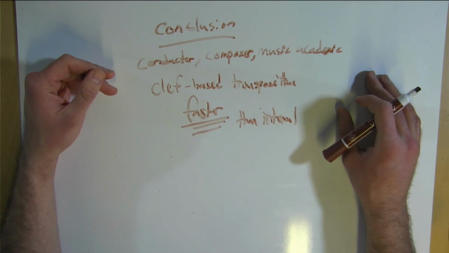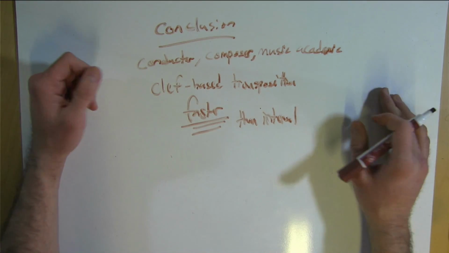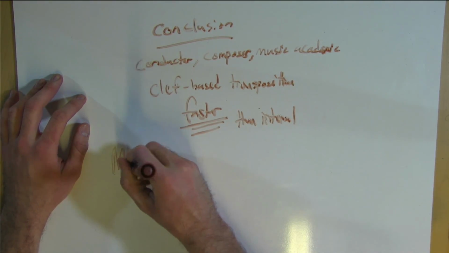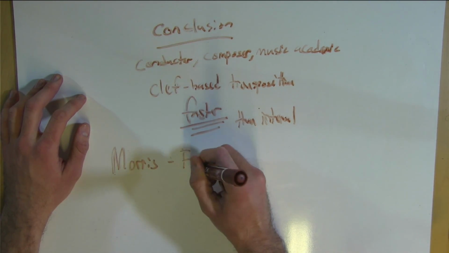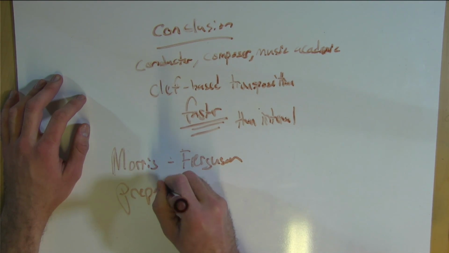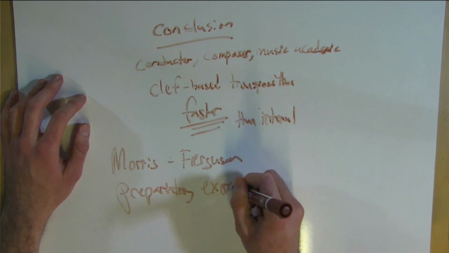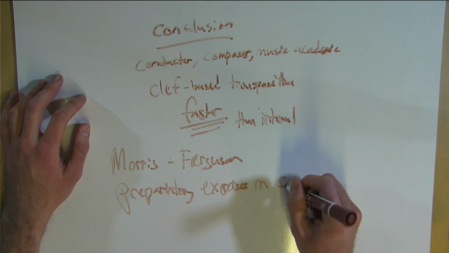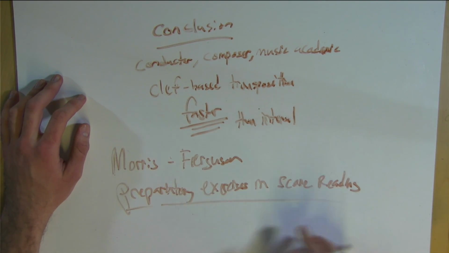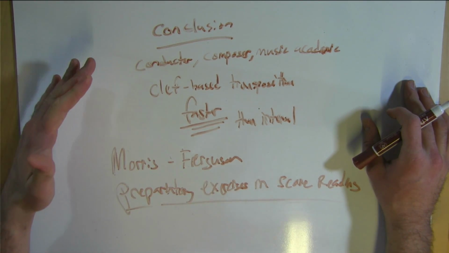You have to practice. Right? It's just not going to happen instantly, right? You have to practice. And what's the best way to practice? Well, there's a very famous book, Morris and Ferguson, Preparatory Exercises in Score Reading. The gold standard. The gold standard for getting better at this stuff. And you just play that stuff, you drill it.